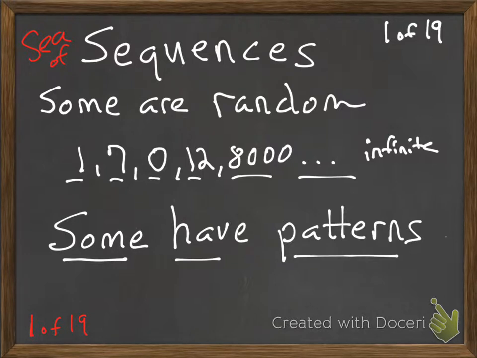Now, some sequences can just be random numbers, written in a row, separated by commas. And if they have dots at the end of it, it means that they're infinite. It means that they just keep on going. But some sequences have patterns.